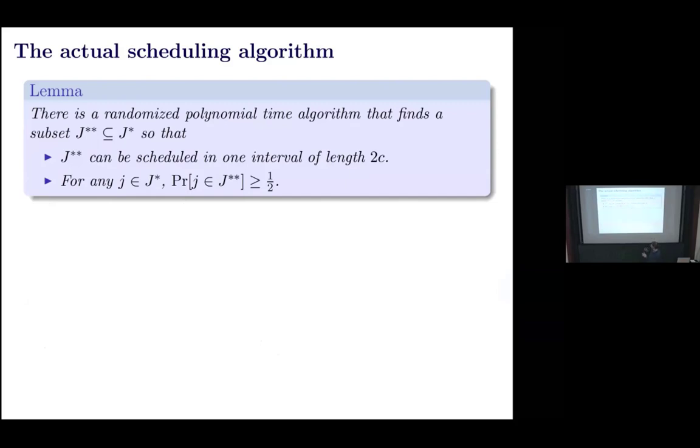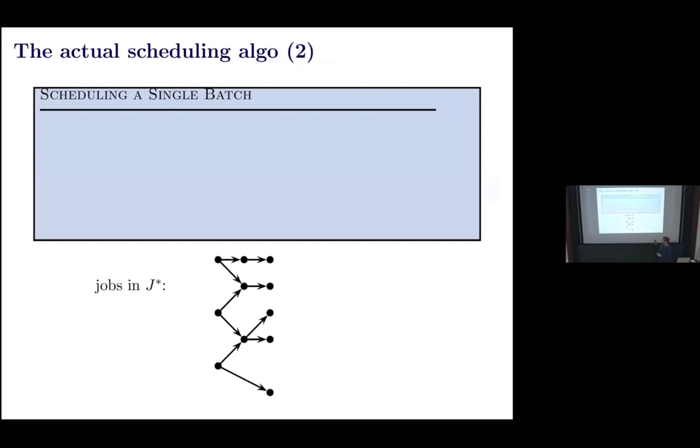Here's a sort of subclaim. We have these jobs J star that the LP schedules very closely together, and the claim is that we can schedule half of these jobs within one interval of length 2c. It's half in a non-discriminatory way, so that every job has a probability lower bounded by half to be scheduled. And this we just repeat log n many times. This is the one slide where there are actually some ideas. So this is how you actually schedule the single batch.